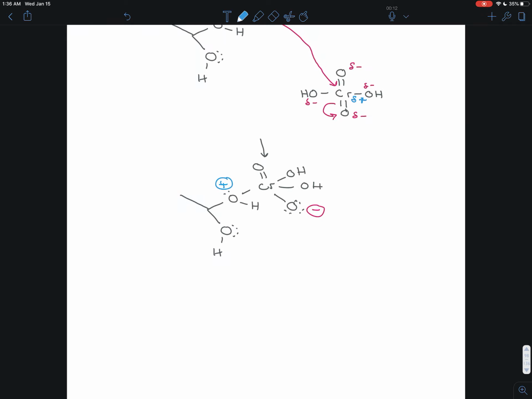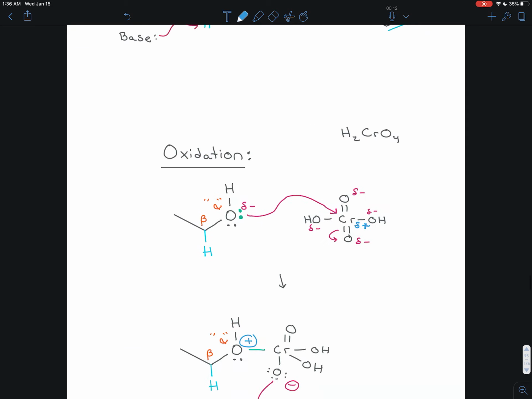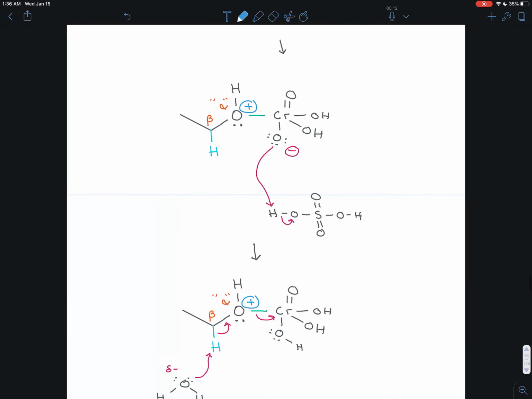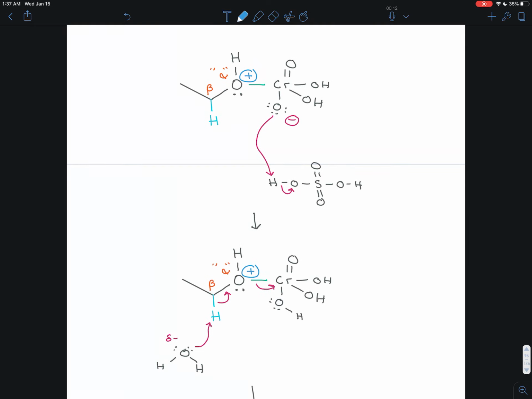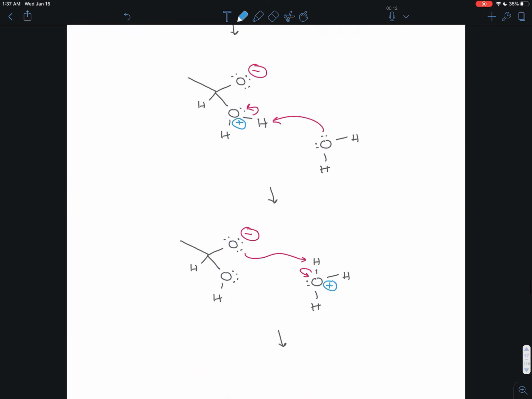So this is really, really similar to what we had before, right? When this happened for the very first time. The same attack happened by the oxygen onto the chromium, just like we did. We had this molecule with the positive charge on the oxygen and the negative charge on the chromium's oxygen. And just like before, we're going to do a proton transfer to stabilize that from sulfuric acid, and then we'll be able to do the elimination. Okay.